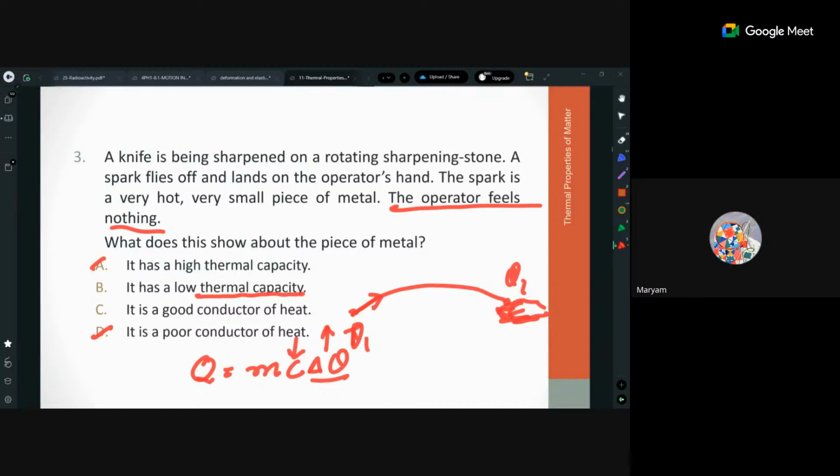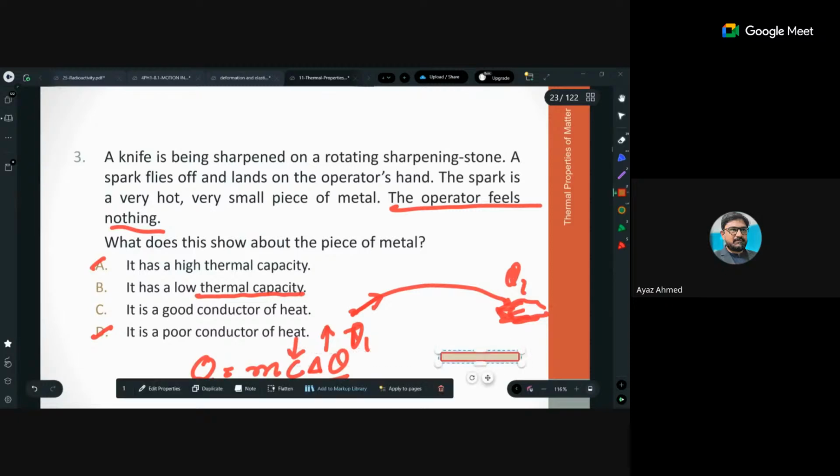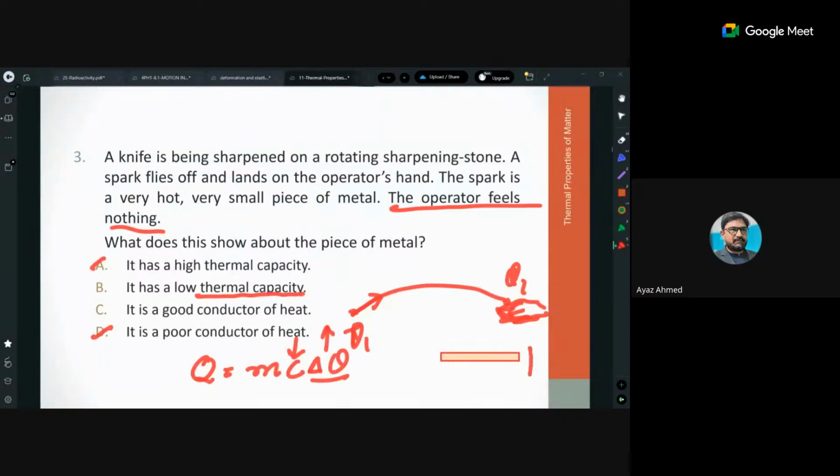That is why when you put a metal piece in air or in the atmosphere, what happens to that? Its temperature decreases, the heat dissipates more rapidly, because its heat capacity is less. In the same way, if you heat it up, its temperature rises rapidly. So its temperature rises rapidly and decreases rapidly because its thermal capacity is less. Got it?